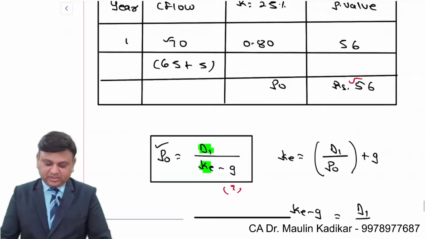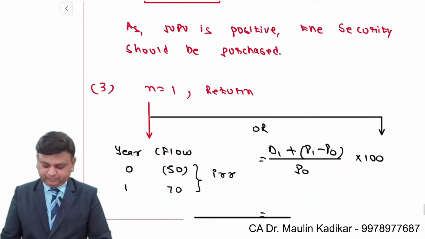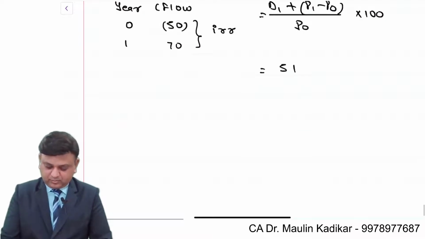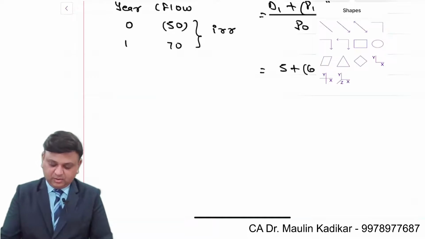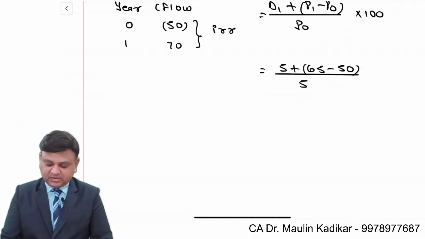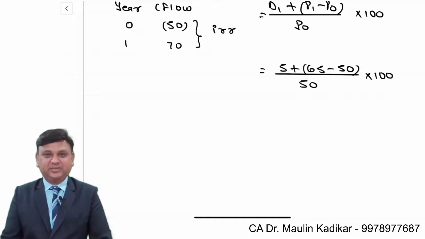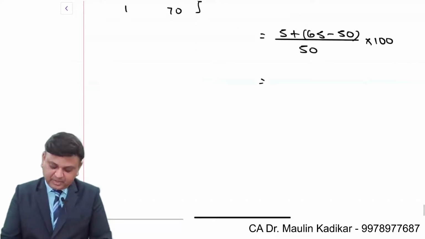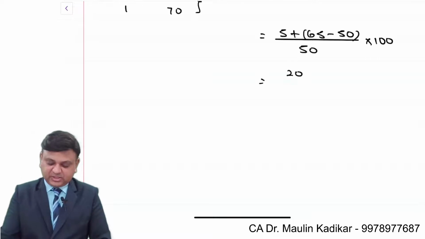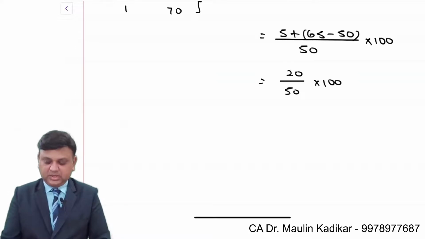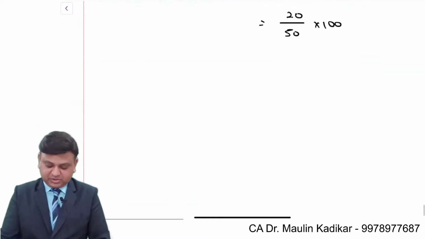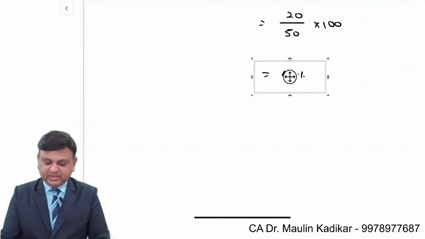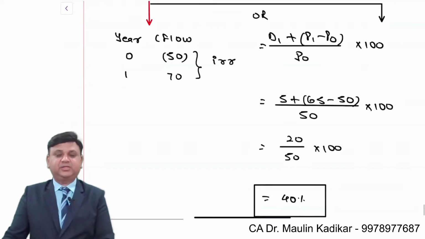What is the dividend per share? Dividend per share is 5. What is P1? 65. What is P0? 50. Whole divided by 50 rupees into 100 for getting the answer in percentage terms. So I think 20 rupees is the numerator, divided by 50 into 100. That comes to again 40%. That is the way the return can be calculated as 40%.